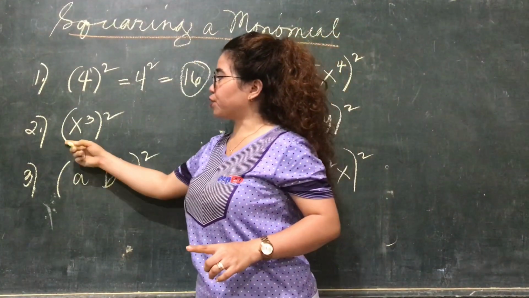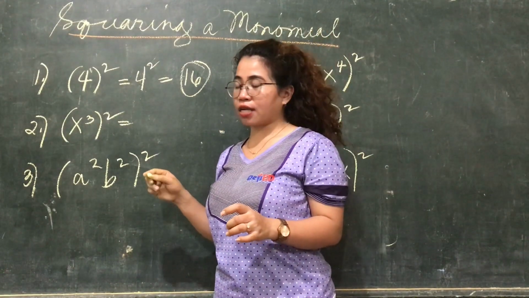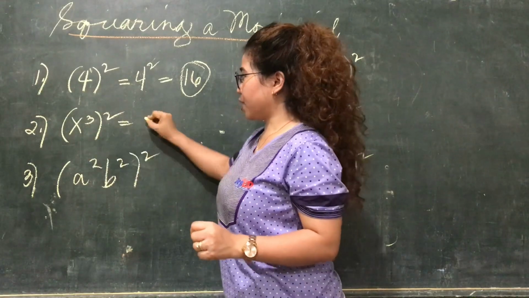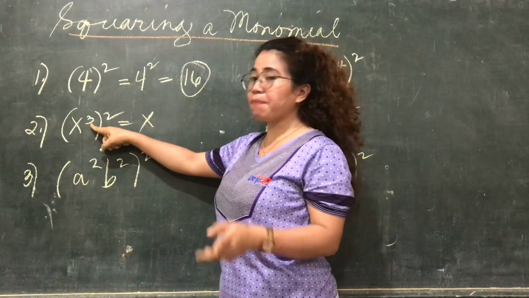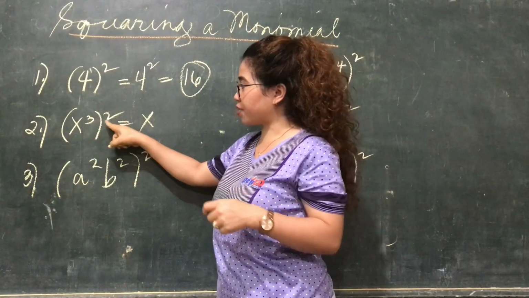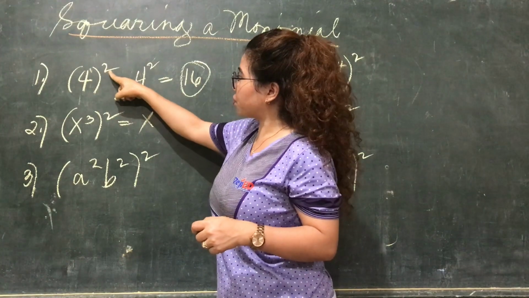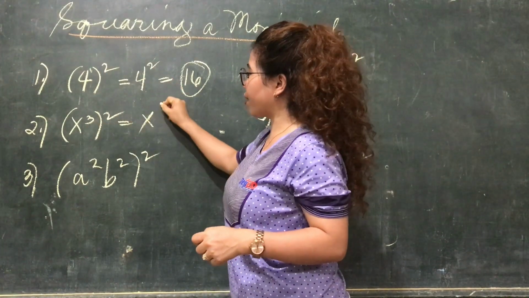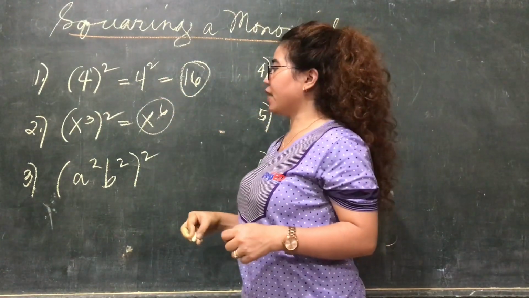Let's have number 2. Equals. This one has a term inside, since it is a monomial. So, copy x. Then x has a power of 3, and the power outside is 2. So, what do we do with the two? Multiply. 1 times 2, you have 2. Multiply 3 times 2, you have 6. So, the answer is x to the power of 6.